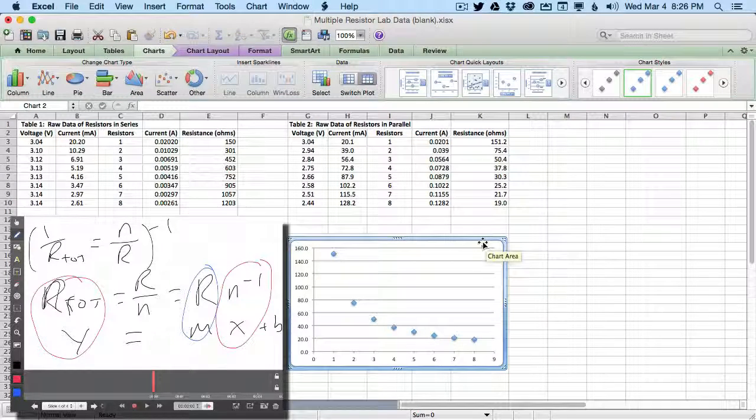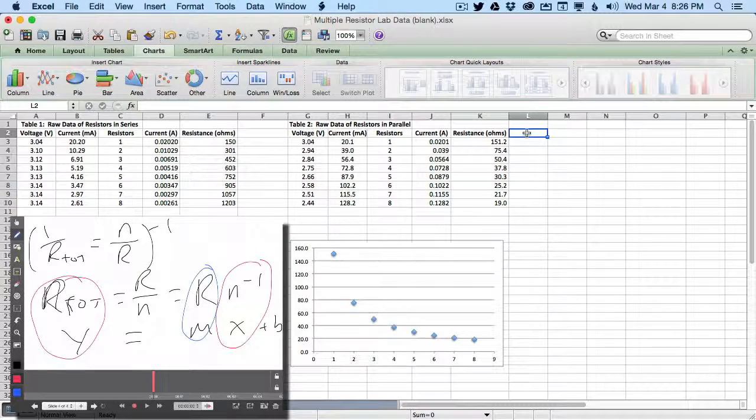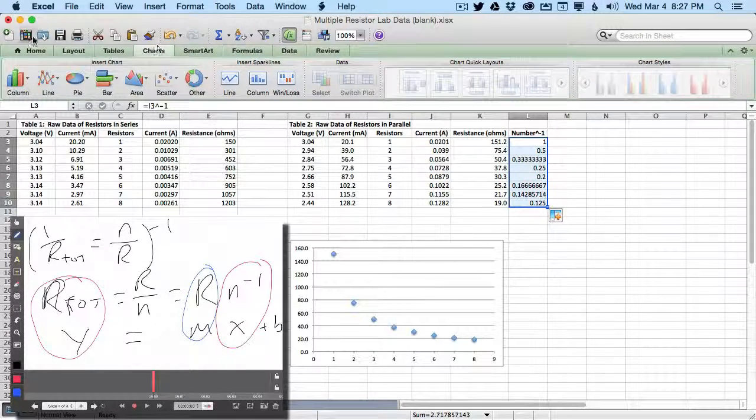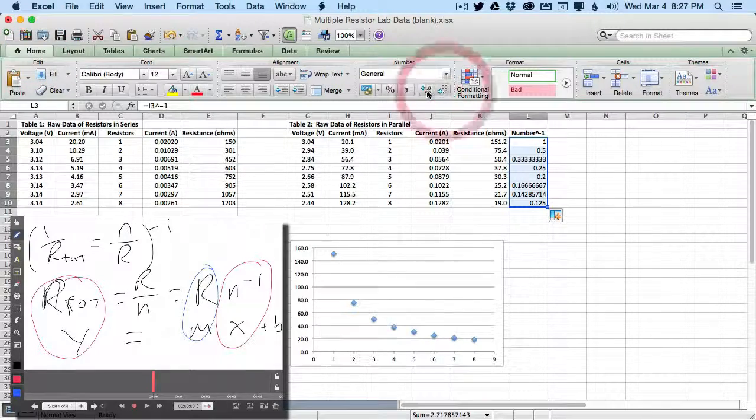So I want to look at my equation I have here, and I think I want to look at graphing N to the -1 power on the x-axis. To do that, I'm just going to do number raised to the -1. Of course, there's no units when dealing with numbers. That makes it easy. So I'll just simply click on the number and raise it to the -1 power. Drag that down. Okay, it looks a little messy, but we can fix that. Let's just do something like that.